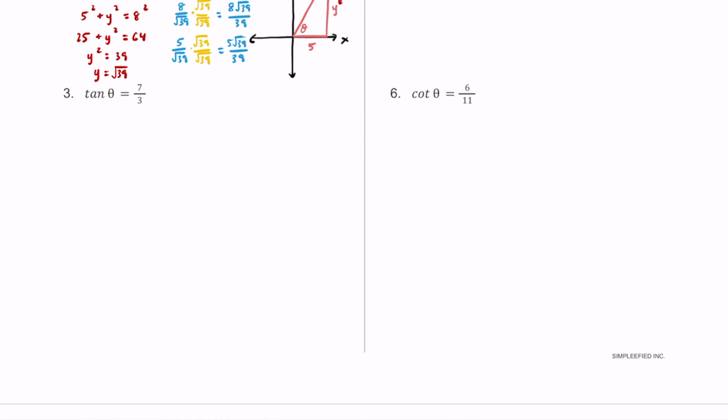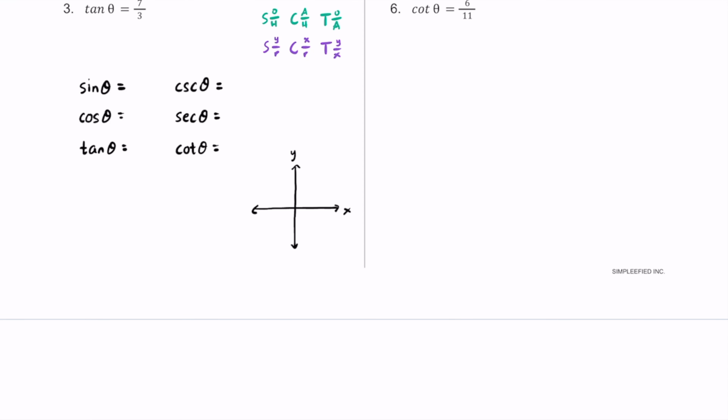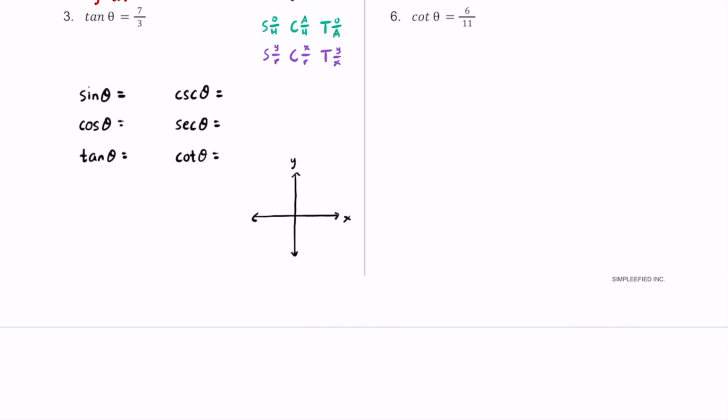All right, here is number 3. For number 3, we can see here that tangent of theta is equal to 7 over 3. So let's go ahead and fill that in. That's going to be 7 over 3, and then cotangent must be the reciprocal. So that's going to be 3 over 7.